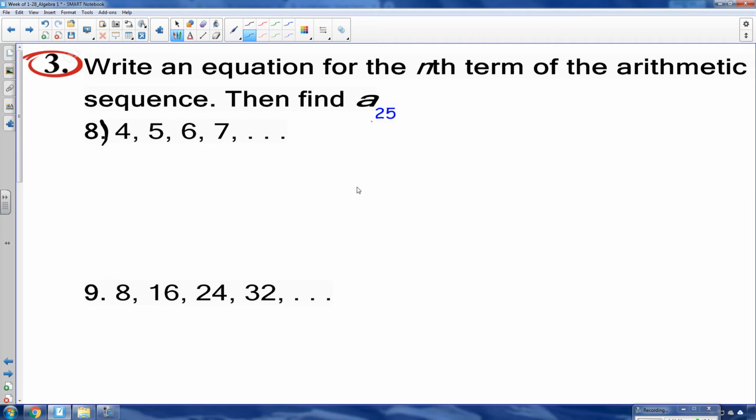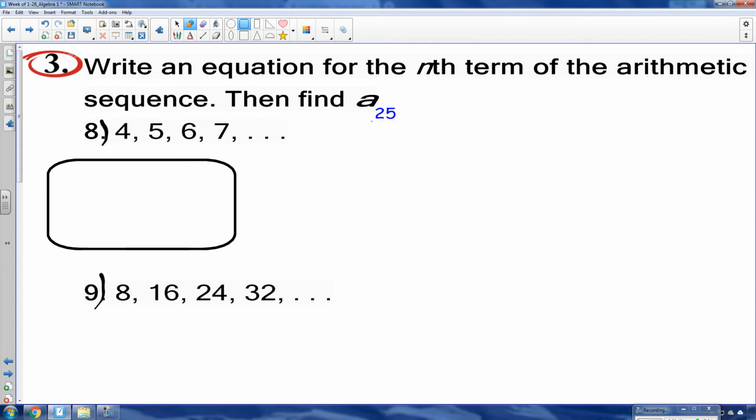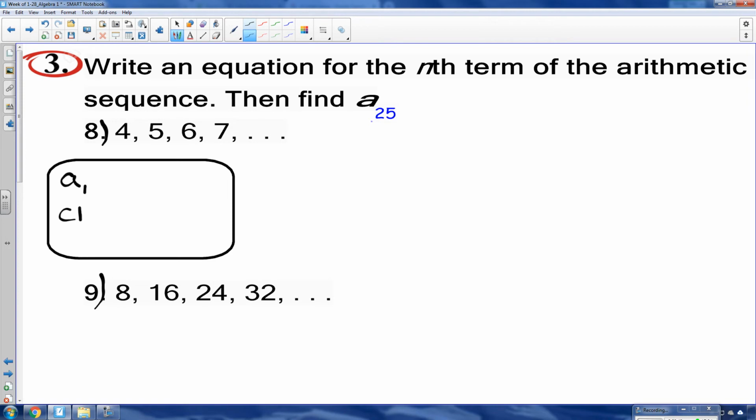So we got 4, 5, 6. Okay, so let's identify 3 things, okay? There's basically 3 things we want. We want to know A1, obviously. We want to know the common difference, so I'll just say CD. And we also want to know the number that we're dealing with, the number that we're trying to get to for our terms.